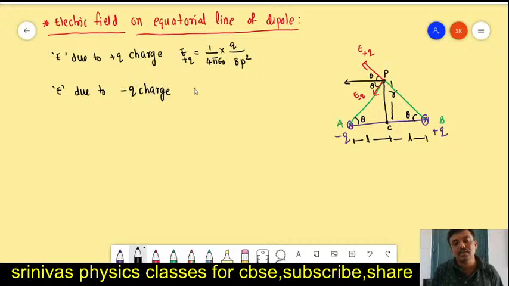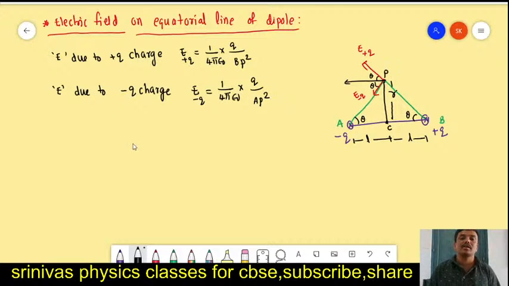Don't write minus, because we want to use vector additions. Then only we should write minus. Magnitude: 1 by 4 pi epsilon naught into q by, charge minus q, magnitude is q. Its distance you should take from point P, that is AP square, you should write.